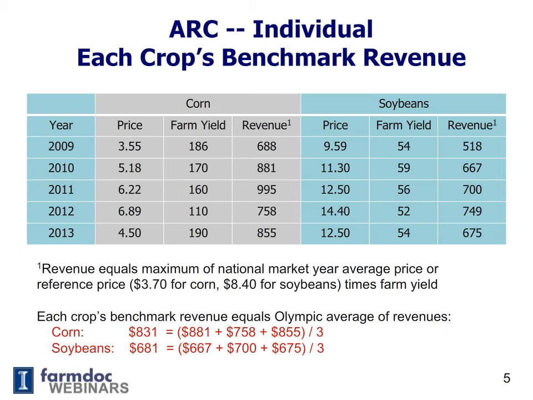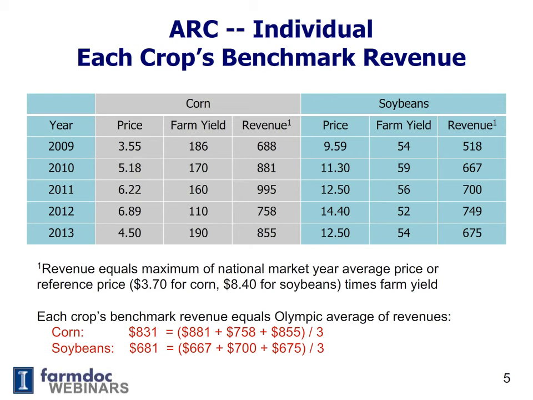This slide shows the calculation of benchmark revenue for corn and for soybeans. The prices in this slide are market year average prices. The yields are farm yields. If a farm's enrolled in ARC Individual, the farmer or landowner will have to provide yields to FSA. For this situation, they will have to have yields from 2009 through 2013, so those would have to be provided and certified to FSA. The revenue will equal the price times the farm yield.